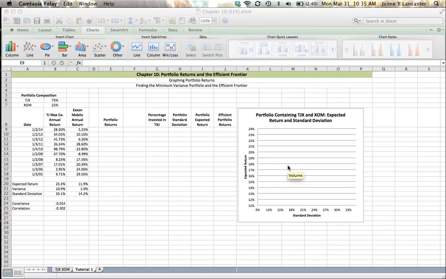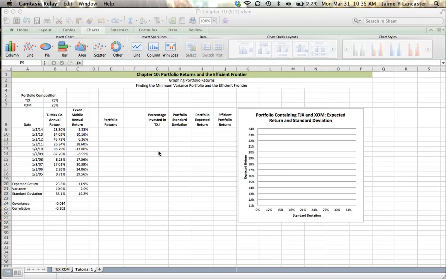Hi there, welcome to some tutorials on Chapter 10, where we look a little closer at the relationship between risk and return and how, when holding a portfolio of more than one asset, the risk and return of that portfolio will change as the composition of the portfolio changes. And by composition, I mean the percentage of your funds that are held in each stock.